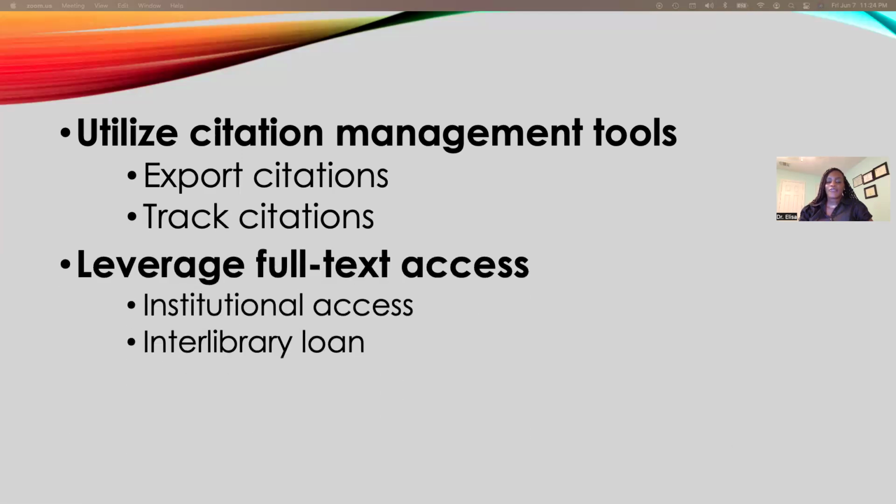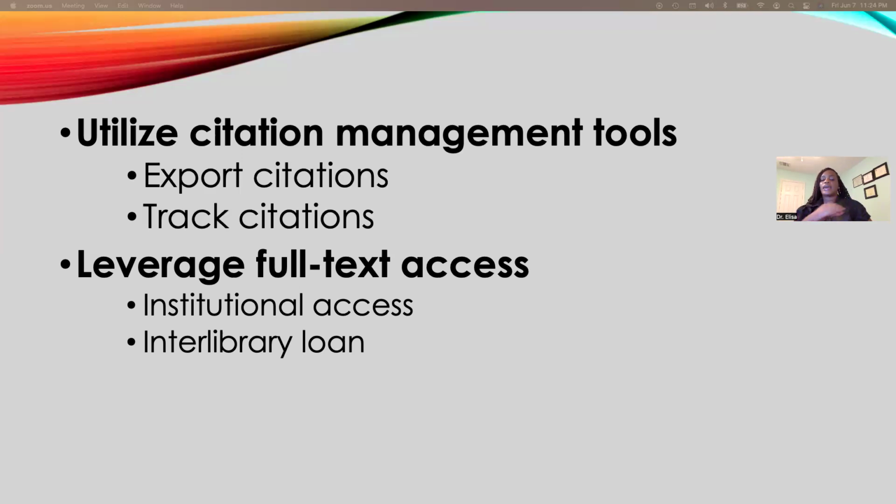Next step is to leverage full text access. In terms of institutional access, you should make sure that you're logged into your institution's library portal so that you will be able to gain full text access to these articles. Because if you don't have full text access, then you will only be able to see the abstract. And if you want to get the full article, so you can get more information from it, then you will not be able to have that unless you're actually logged into your institution's library portal.